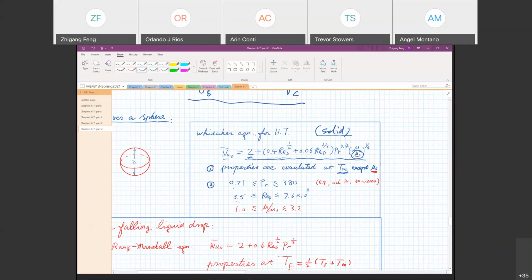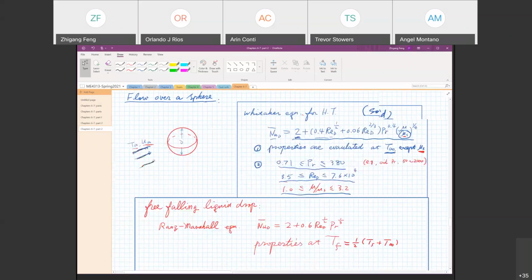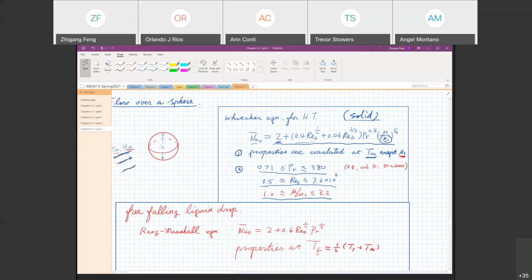Also, the limitation is given in terms of Prandtl number, Reynolds number and viscosity ratio. So there are a few limitations for this correlation. If your case doesn't fall into this range, then you have to do more of your own research or try to find a different correlation from the literature. So that's the case of a solid sphere.